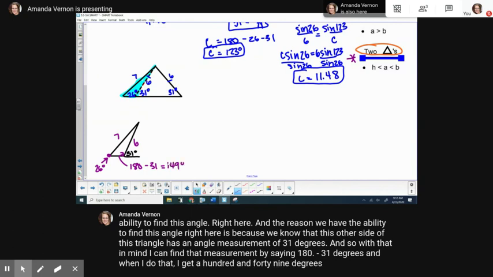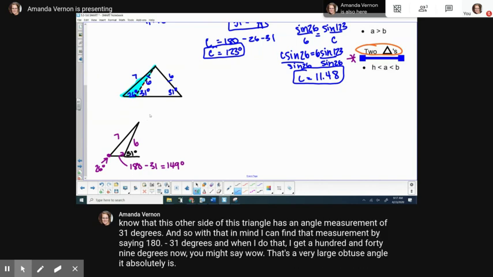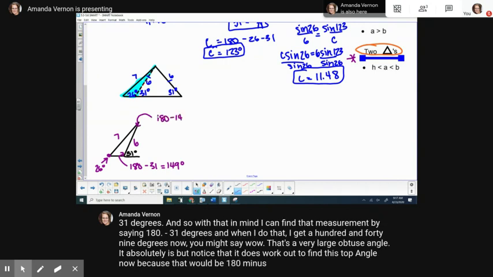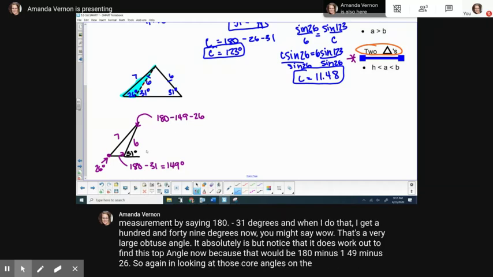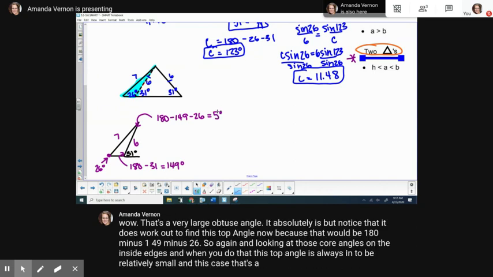Now you might say, wow, that's a very large obtuse angle. It absolutely is. But notice that it does work out to find this top angle now, because that would be 180 minus 149 minus 26. Again, I'm looking at those core angles on the inside edges. And when you do that, this top angle is always going to be relatively small. In this case, that's a 5-degree angle up there.